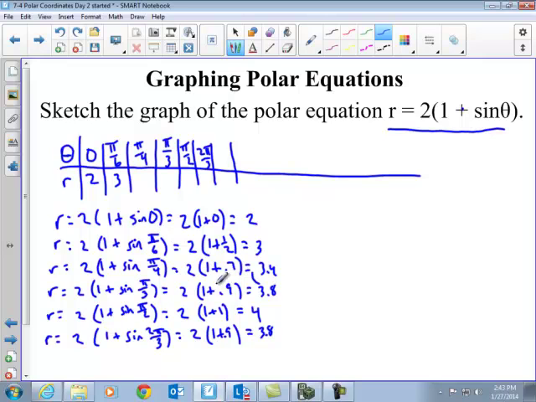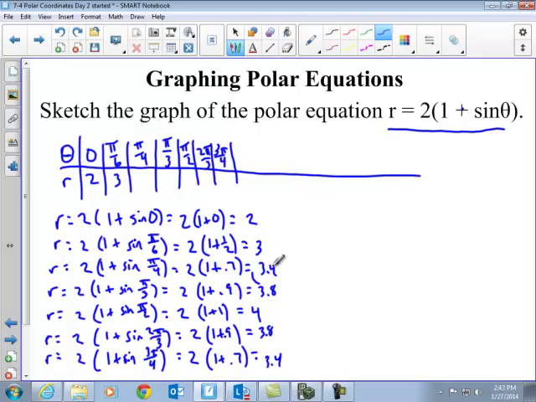As I plug the next coordinate in, which would be 3 pi over 4, I would have r equals 2 times the quantity of 1 plus the sine of 3 pi over 4, which is 0.7. Notice how these values are just going back down. This would give you 3.4.